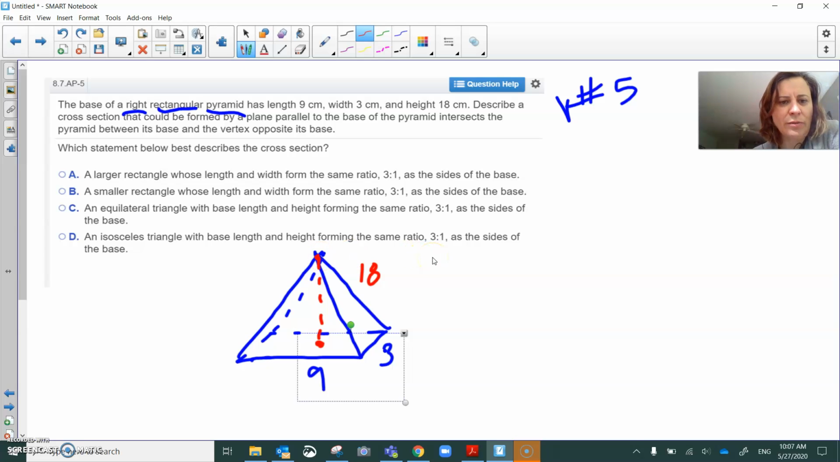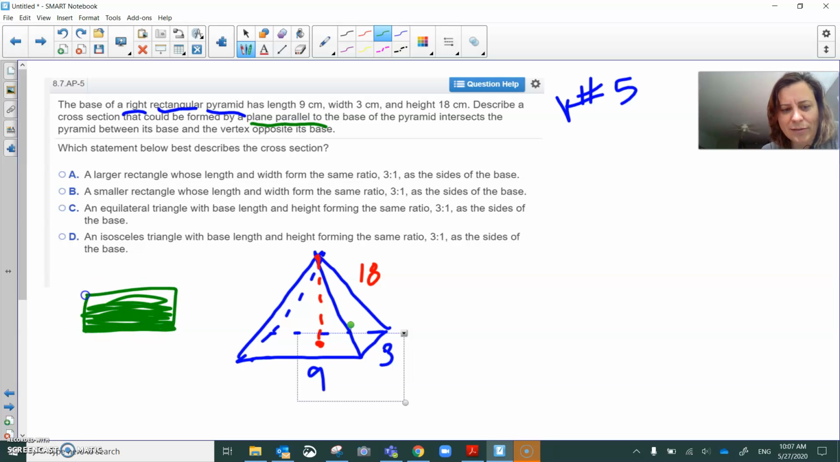Describe a cross section that could be formed by a plane that's parallel to the base. So a plane that's parallel to the base means the plane is going to be this way. And when they say plane, that's like this steel metal sheet thing that I'm talking about. So it's going to be parallel to the base, and it intersects the pyramid between its base and the vertex opposite its base. This is the vertex opposite the base, and here's the base, and it's going to be between it.